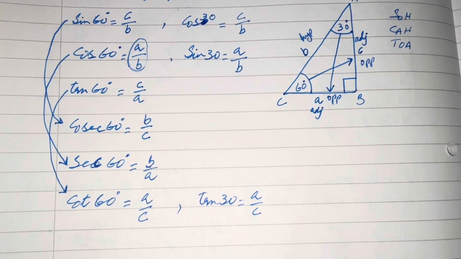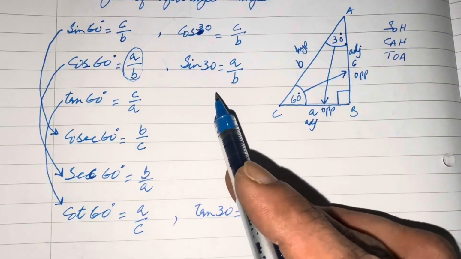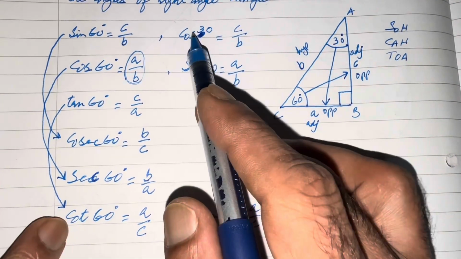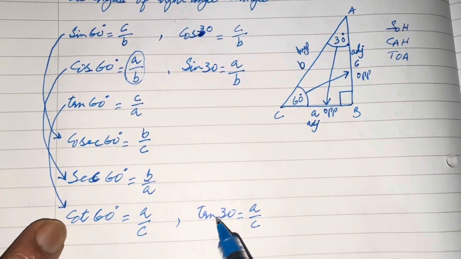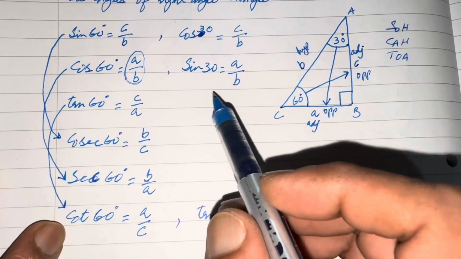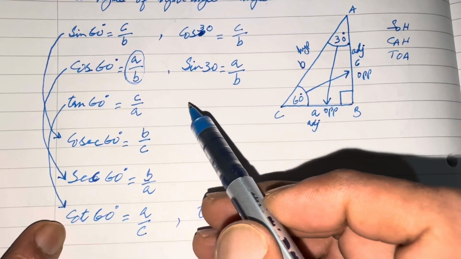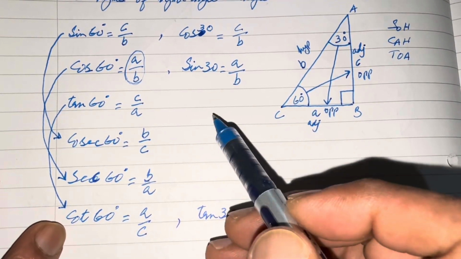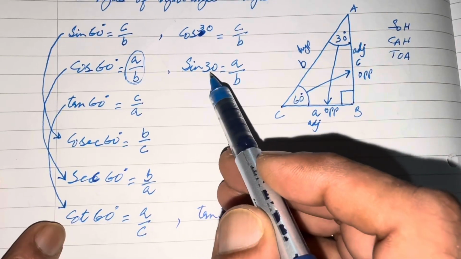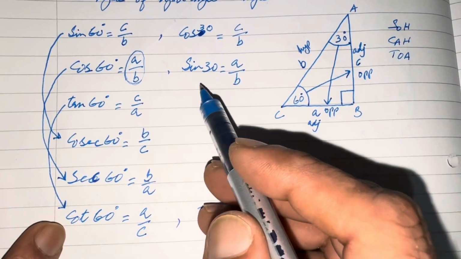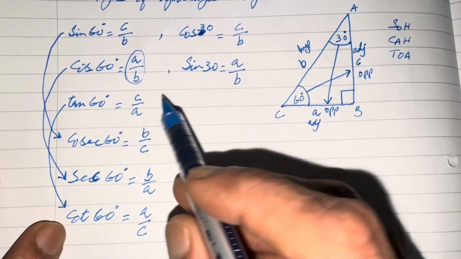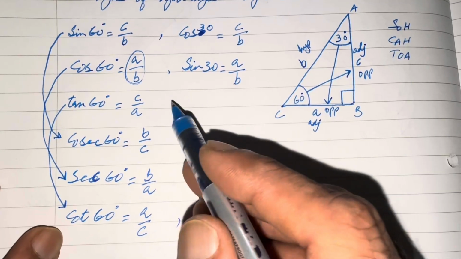So now I have found the three ratios: sine 30, cos 30 and tangent 30. I'm going to explain, after finding all these trigonometric ratios with respect to angle 30, what's going to happen at the end of this lecture.